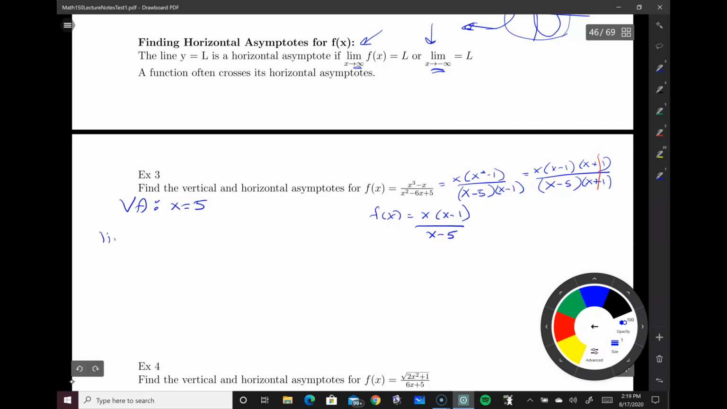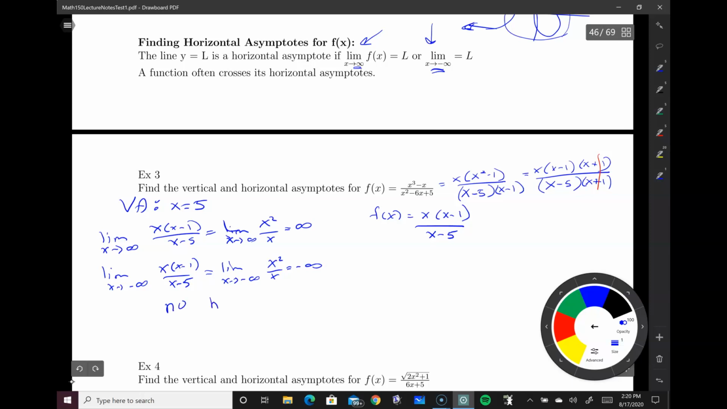To find the horizontal asymptotes, I'm going to take the limit as x goes to infinity, and then I'll take the limit as x goes to negative infinity. That's how we find horizontal asymptotes. So with infinities, again, we take highest powers. So limit as x goes to infinity, I would get x squared over x. That gives me infinity. And I do the same thing with negative infinity. I get x squared over x. That gives me negative infinity. So what that means is that there are no horizontal asymptotes. The end behavior does not go towards any one y value.